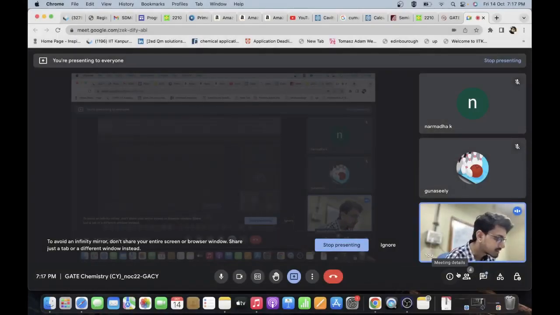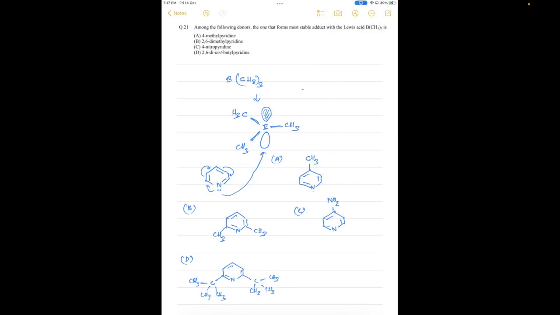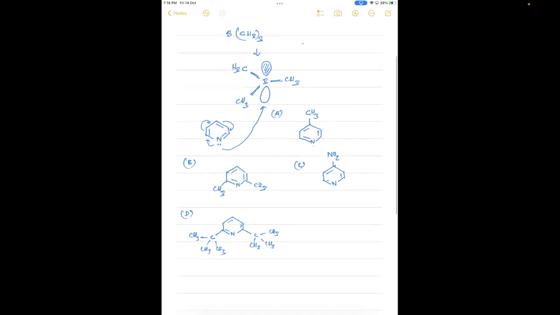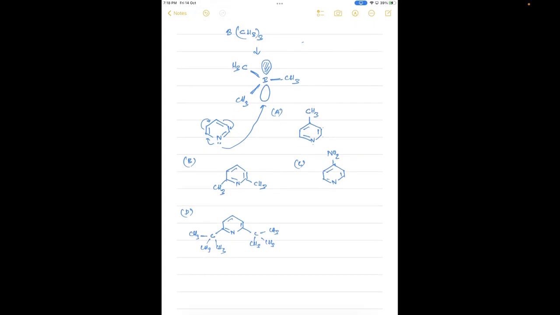For this question, option A is the correct answer. Why? It is more stable. For pyridine to donate this electron, the CH3 group is an electron donating group. We know that it has the plus I effect. So there is a CH3 group at the 4 position, which means the CH3 group can donate electrons. It has a positive inductive effect.